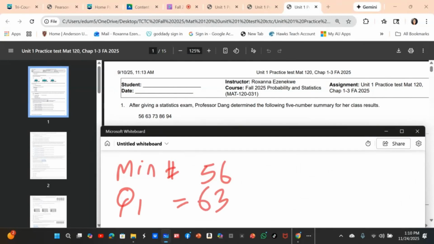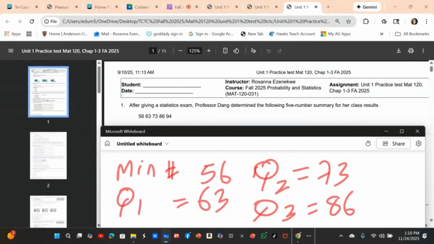63. The median of that test, the median is always Q2, the second quartile. The median is 73. The third quartile, which is Q3, the 75th percentile of that test, was 86. And the maximum number in that test was 94. So 94% was the highest grade.